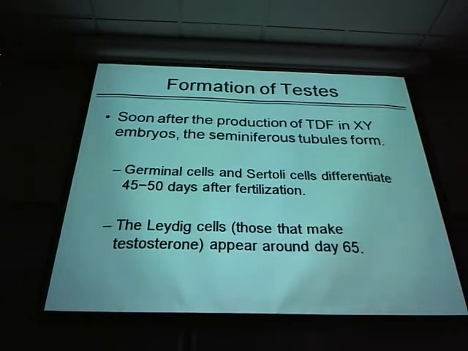TDF in XY embryos, seminiferous tubules form: germinal cells, Sertoli cells, and Leydig cells, which make testosterone. Leydig cells are the cells that make testosterone throughout the male's life. They're very active while the embryo is growing, then go essentially dormant until puberty.